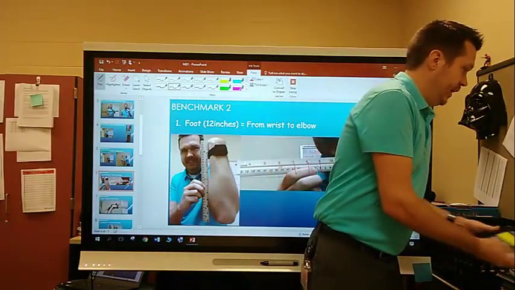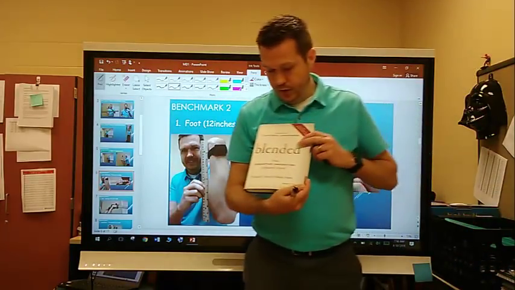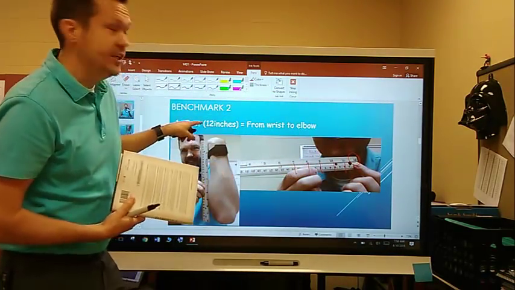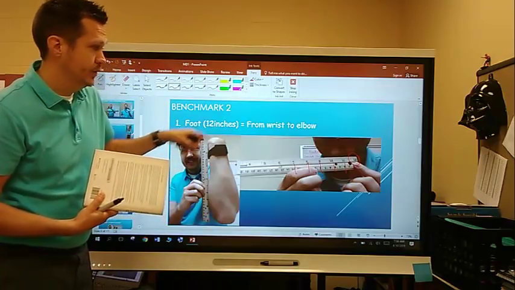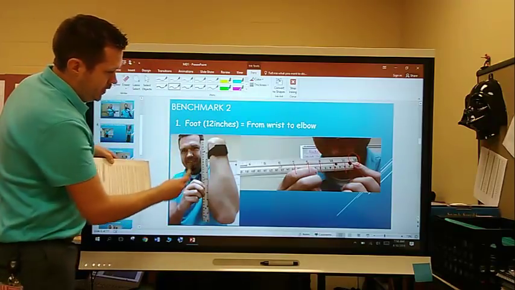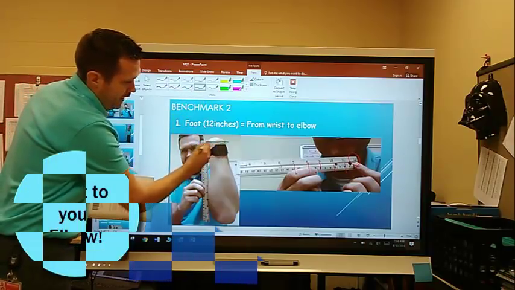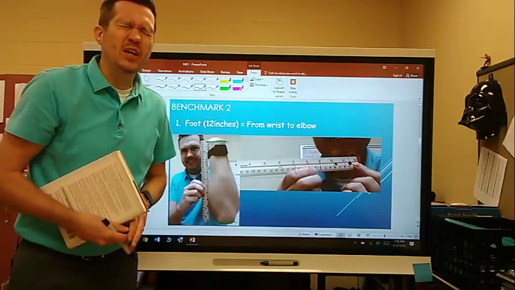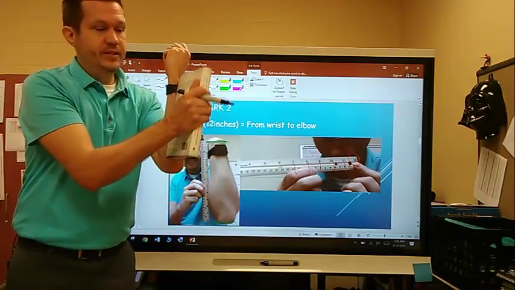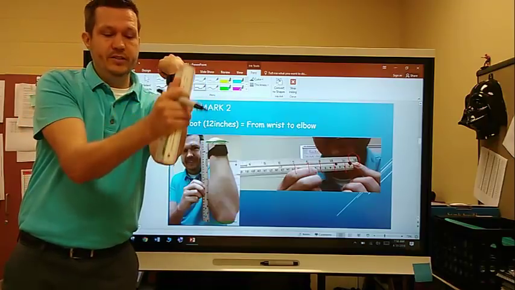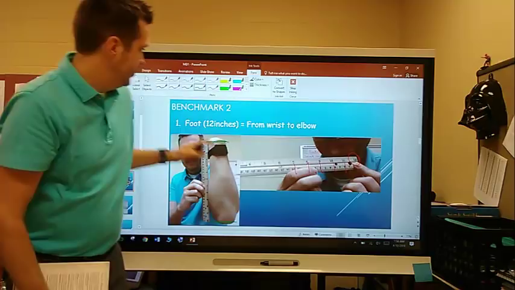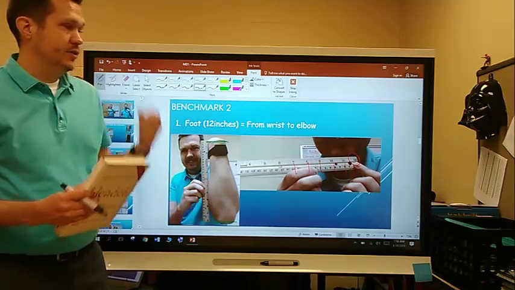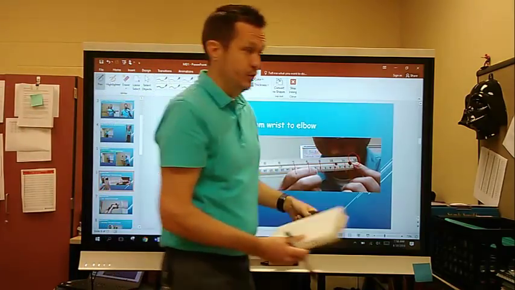For example, right here, we have a book called Blended. If I was going to measure this book, I would want to use benchmark number 2, which is a foot, which is a ruler. I want to use that ruler, which is about from my wrist to my elbow. So when you're thinking about what should I measure this with, think about your wrist to your elbow. If it's about from your wrist to your elbow or close to it, you would want to use a ruler, 12 inches. So that's how you can use benchmark number 2 to figure that out. Remember, there's 12 inches in a ruler.